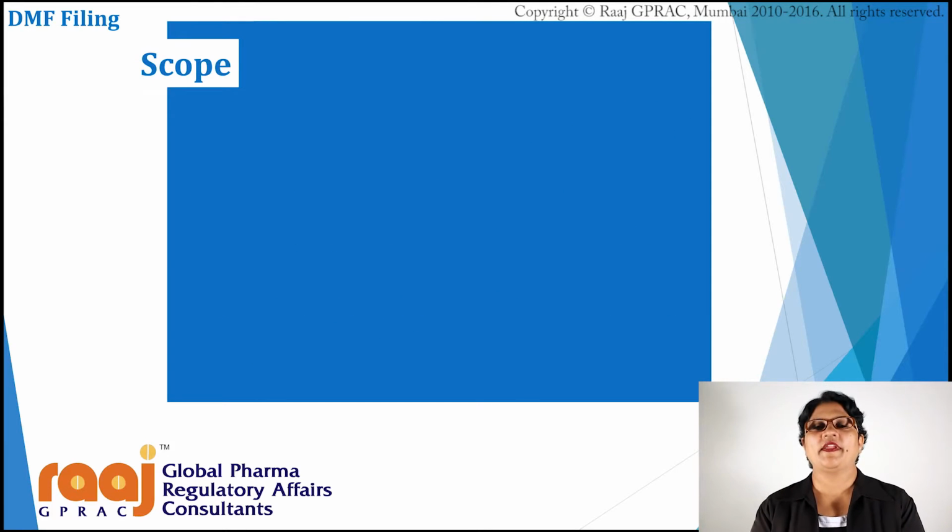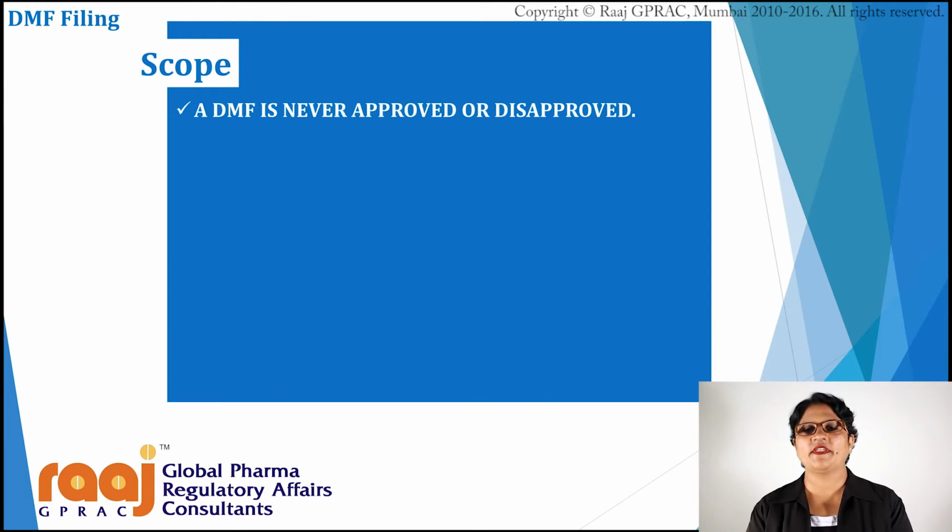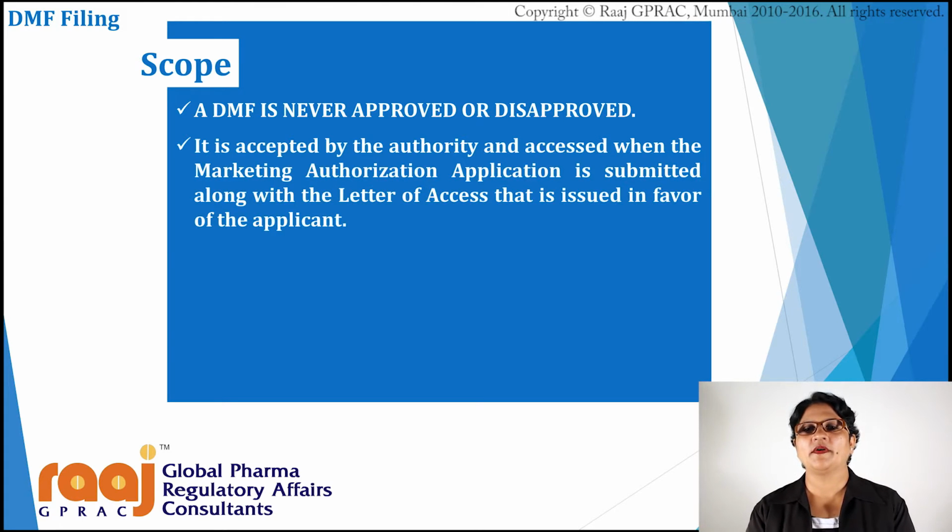What is the scope of DMF filing? A DMF is never approved or disapproved. Why do we say that? Because it is accepted by the authority and accessed when the marketing authorization application is submitted along with the letter of access that is used in favor of the applicant.